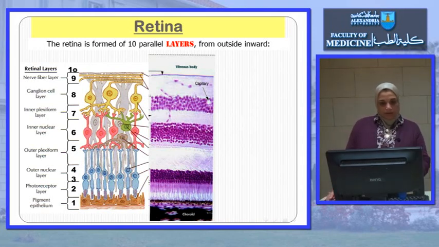These 10 layers include, first, the pigment epithelium, this layer of retinal pigmented epithelium. Then you will see multiple layers of retina proper, starting with the rods and cones. These are the photoreceptors. Then number 3 is a line. We call it the outer limiting membrane.